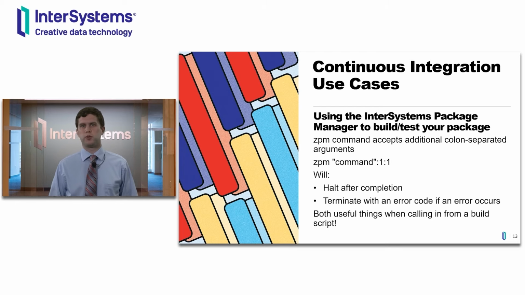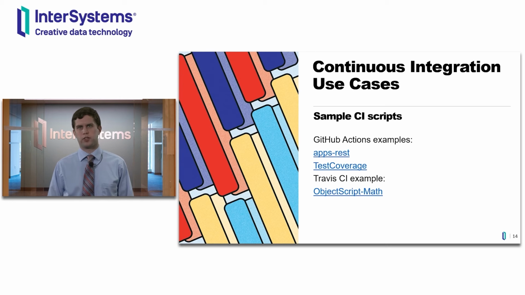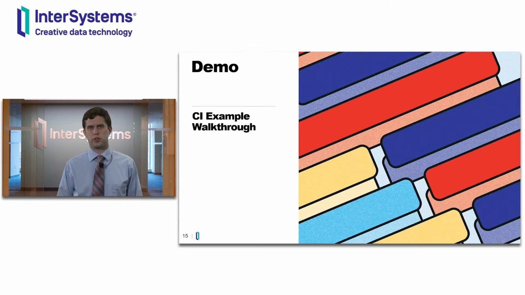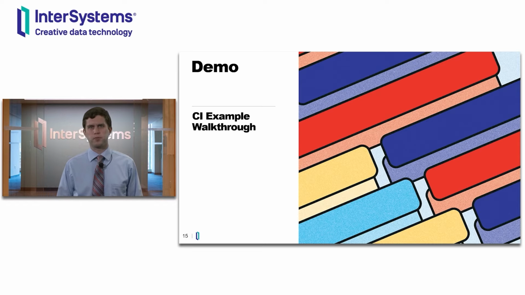So what this will do, if you run ZPM, a quoted command, :1:1, it will halt after completion, and if something goes wrong with that command under the hood, it will terminate with an error code at the OS level. Both of these things are useful when calling in from a build script. I've included links to a couple samples, two for GitHub Actions, one for Travis CI, that use this pattern. And really, the same approach is generalizable to whatever approach you're using for continuous integration. So we'll just go through a simple walkthrough of one of these examples.